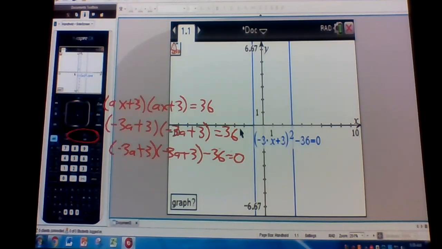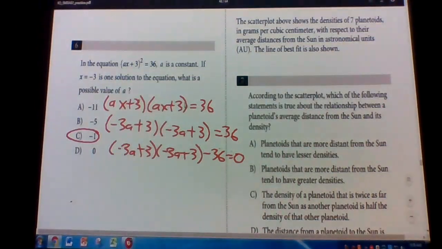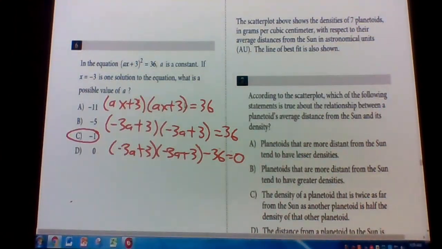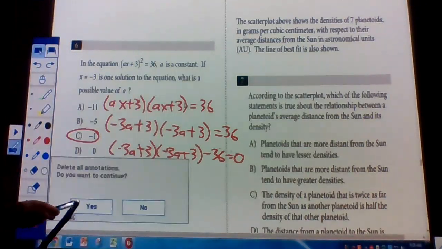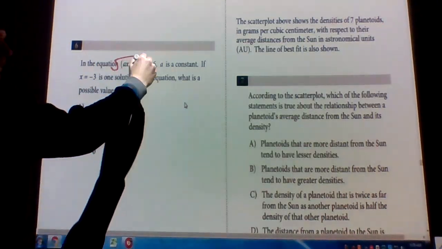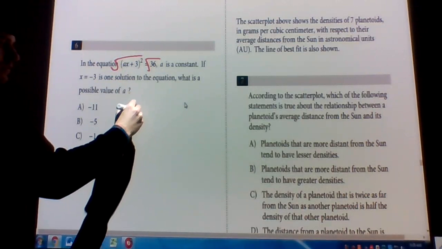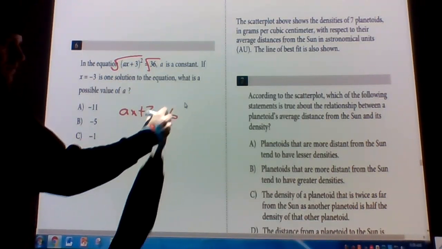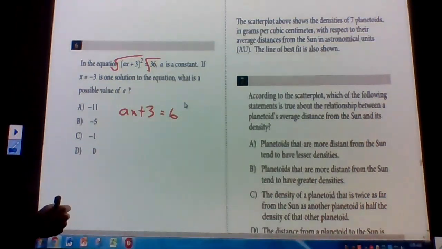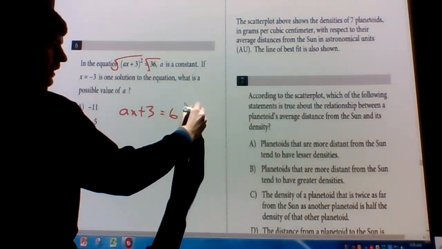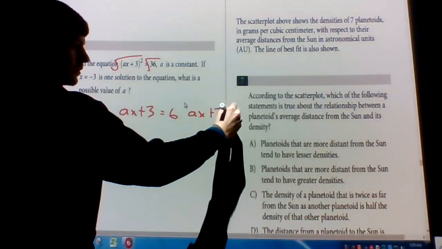Okay, and then your x-intercepts are -1 and 3. So those would be your two x-intercepts. But there's a much easier way here now that I'm looking at it. You can simply square root both sides. So you're left with ax plus 3 equals 6, or ax plus 3 equals -6.